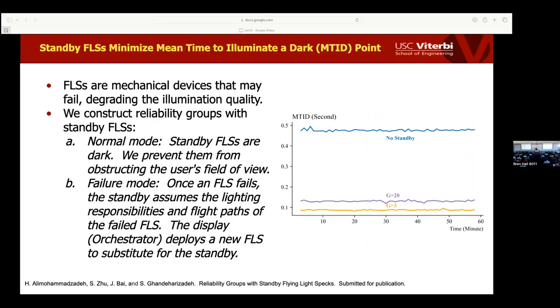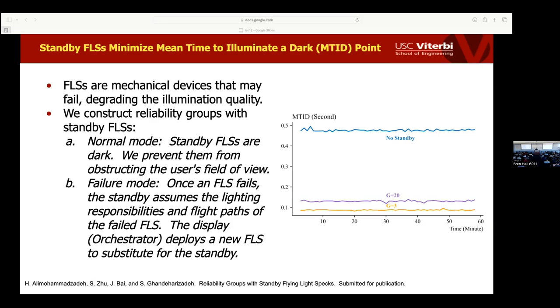Essentially, what you're seeing here is the mean time for an illuminated dark point. Every time an FLS fails, a point goes dark. How long does it take to restore that point? If there are no standbys, we are looking at approximately half a second. With group sizes of 20, it's reduced to less than 0.2 seconds. And with a group size of 3, it's less than 100 milliseconds. So that's the basic case.